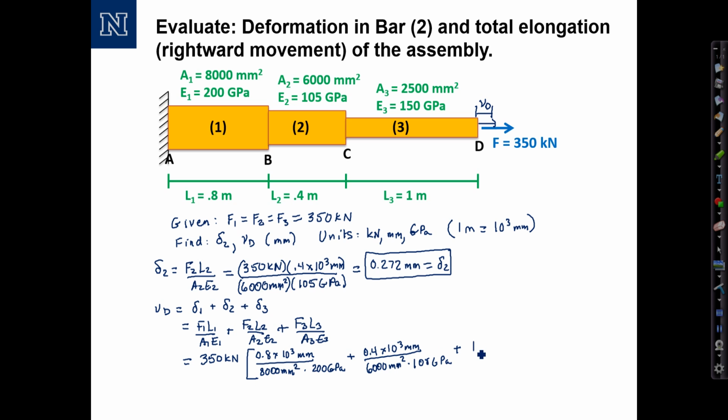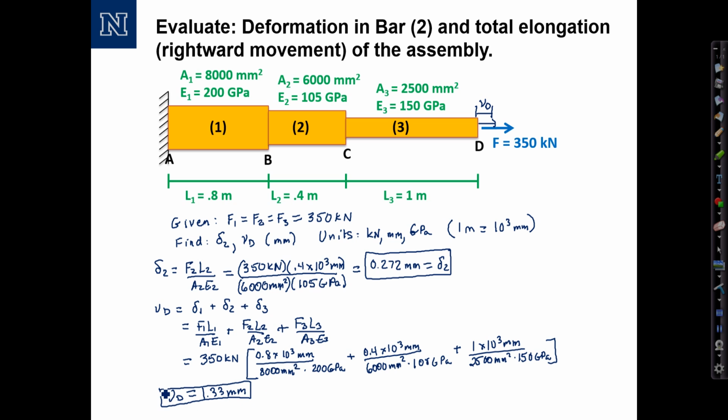segment 3, 1 times 10 to the third millimeters divided by 2,500 millimeters squared times 150 gigapascals. And if we punch those numbers into our calculator, we would get the answer 1.33 millimeters, which is the total deflection.